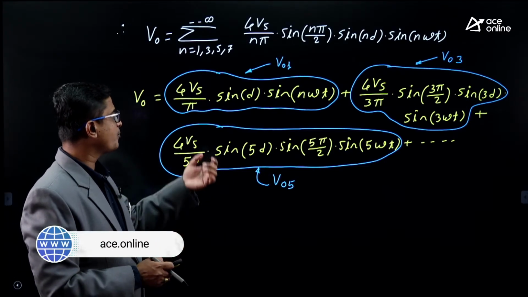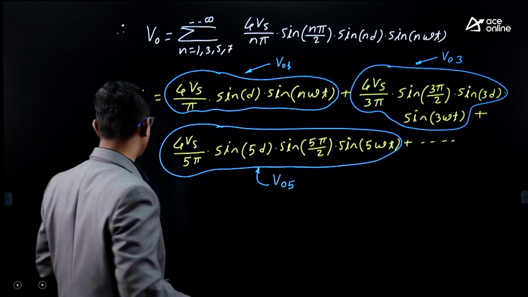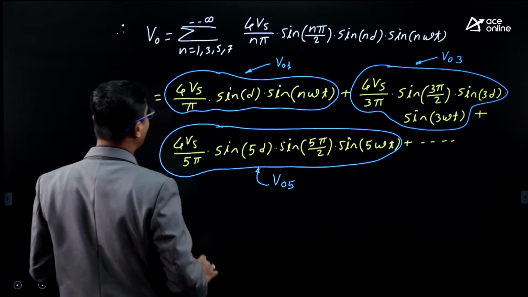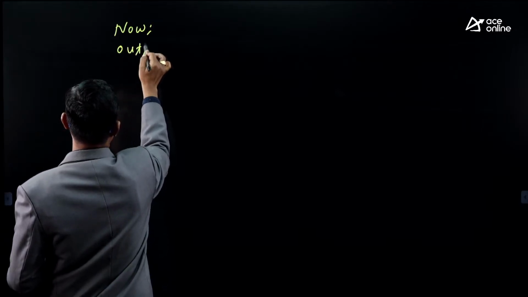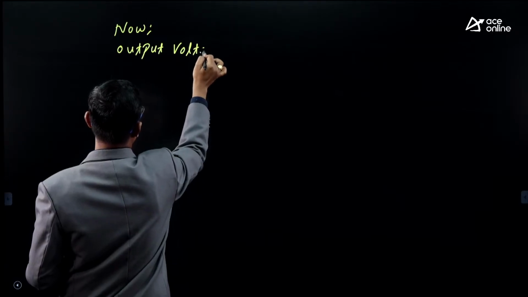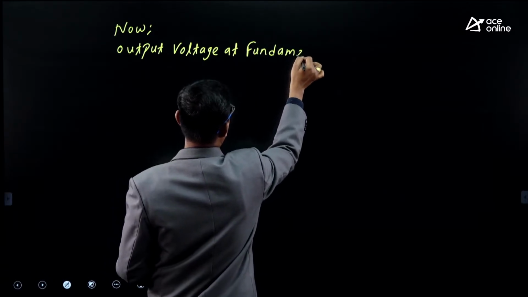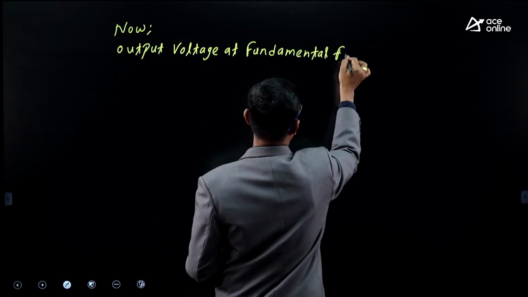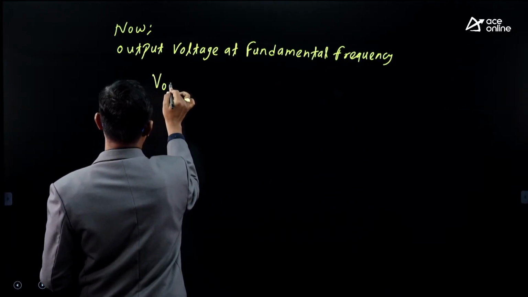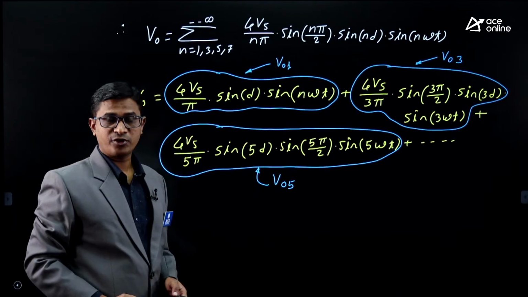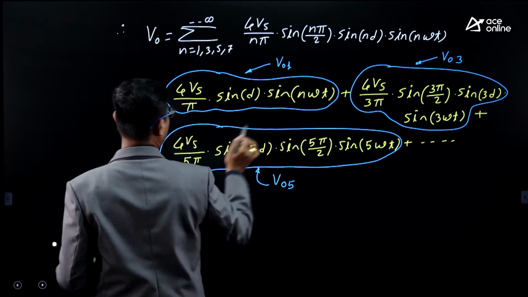So the RMS value of the fundamental component of the output voltage means the output voltage at the fundamental frequency; you need to find the RMS of this. Let me write the output voltage at the fundamental frequency. V01 is equal to 4Vs by pi into sine of d into sine of n omega t. Sine of n is 1, so n is 1 means it is only omega t.